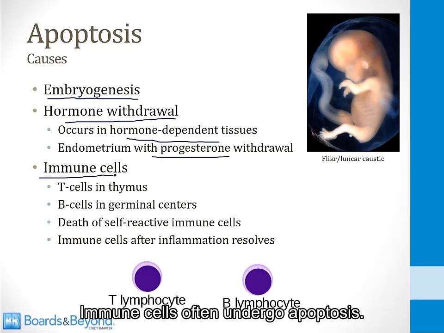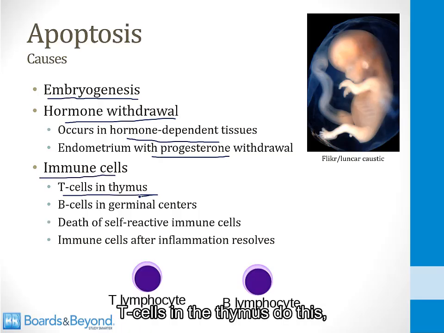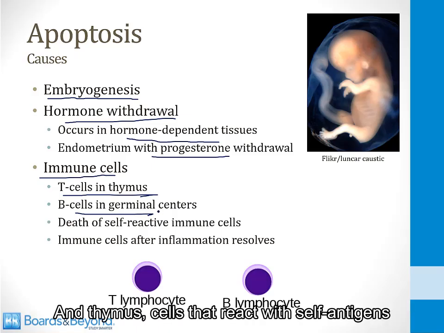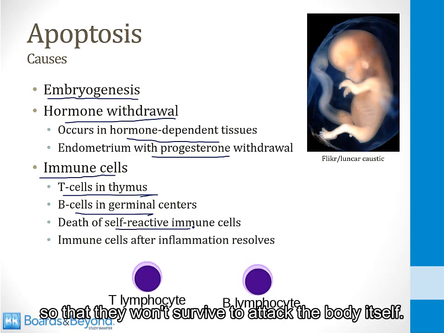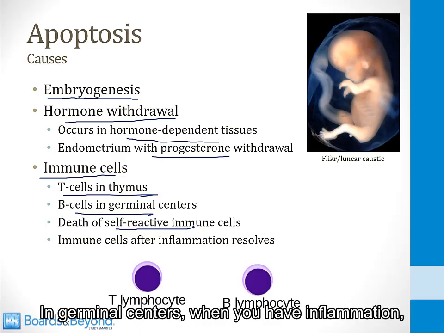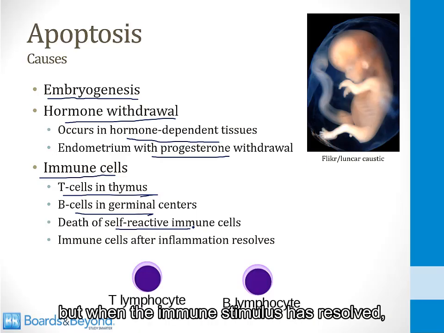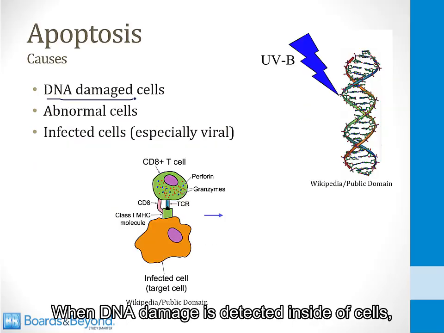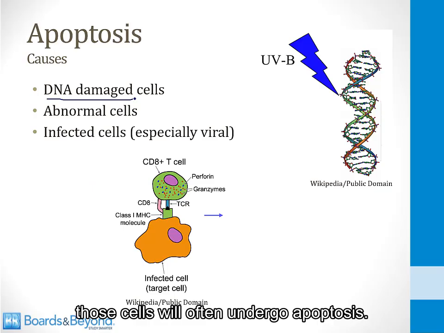Immune cells often undergo apoptosis. T cells in the thymus do this, so do B cells in the germinal centers of lymph nodes. In the thymus, T cells that react with self-antigens will undergo apoptosis so that they won't survive to attack the body itself. In germinal centers, when you have inflammation, B cells multiply, but when the immune stimulus is resolved, those B cells undergo apoptosis, so they die in an orderly manner without causing the lymph node to become inflamed from necrosis. When DNA damage is detected inside of cells, those cells will often undergo apoptosis.